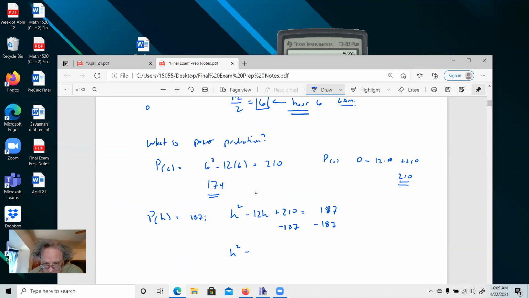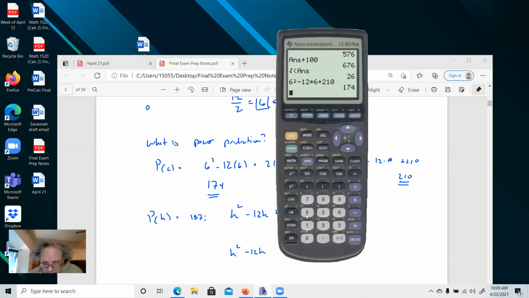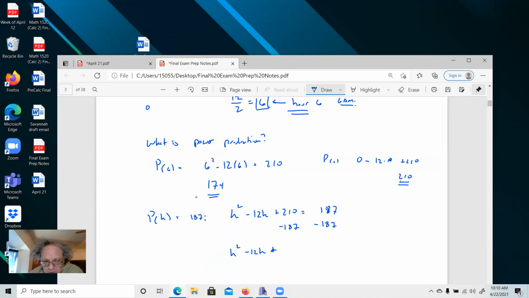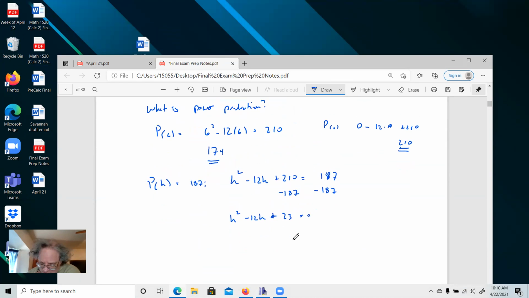So we have h squared minus 12h, and then again, I'm going to be extraordinarily lazy about this and say 210 minus 187. That's 23, of course it is. Plus 23 is equal to 0. Now, I don't know too many factors of 23. That seems like a prime number to me.